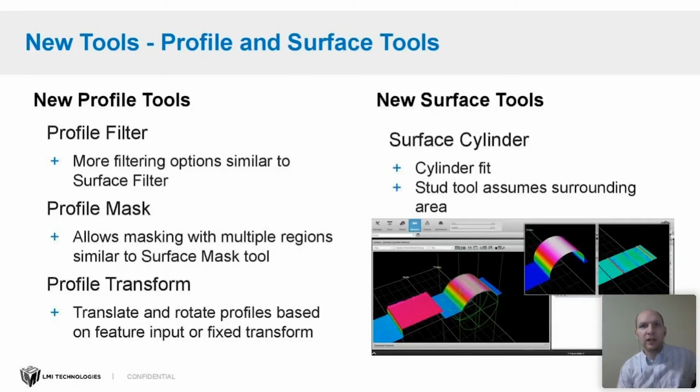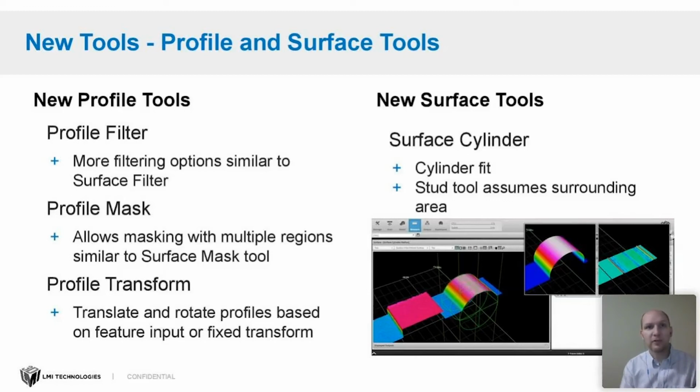Okay, then for additional tools that we're introducing, we are adding profile filter, mask, and transform tools. So if you're familiar with the surface mode tools, surface filter, mask, and transform, these are really analogs to those. So profile filter allows you to perform a variety of different filter operations. Profile mask allows you to mask out certain regions of your profile with a rectangle or polygon.